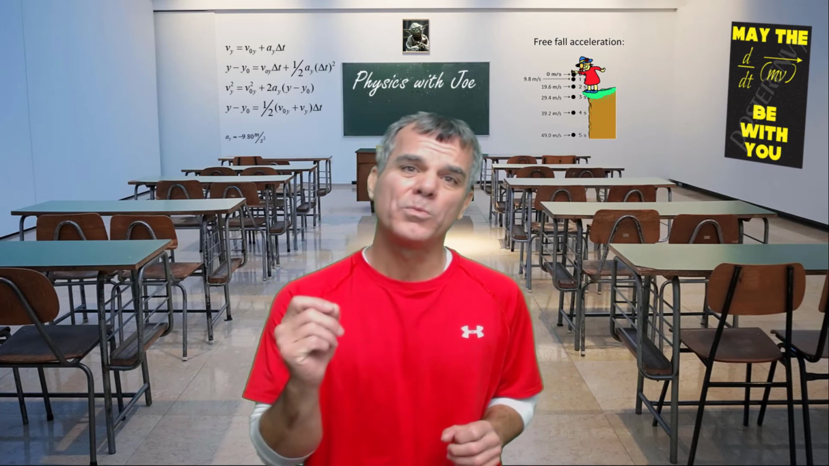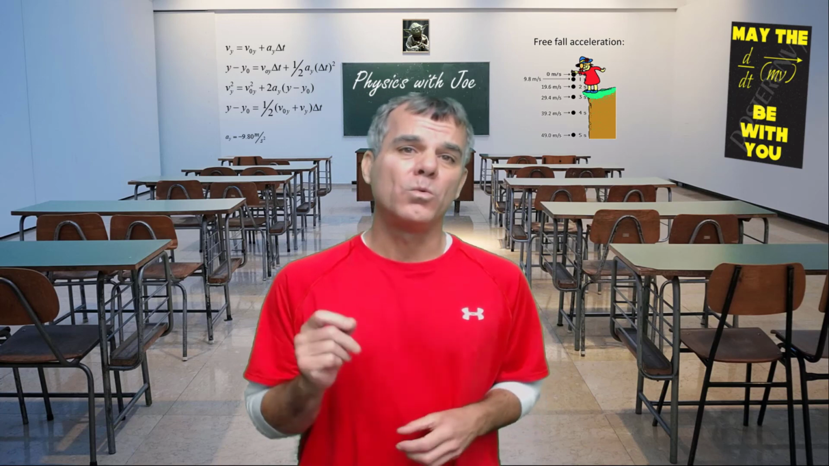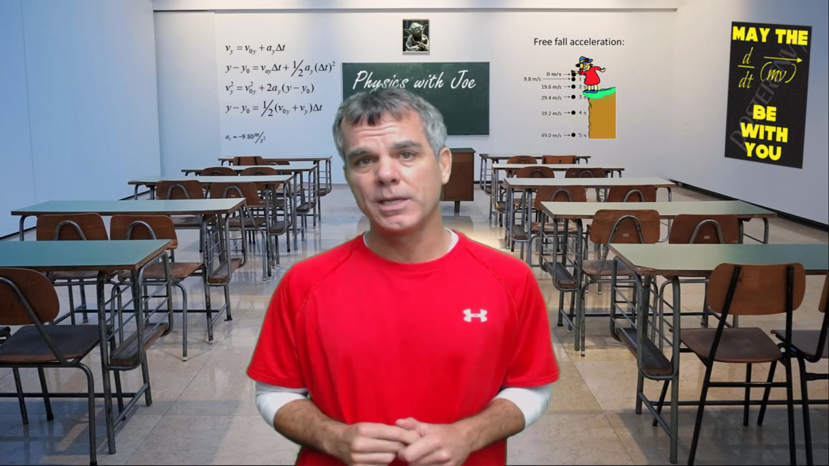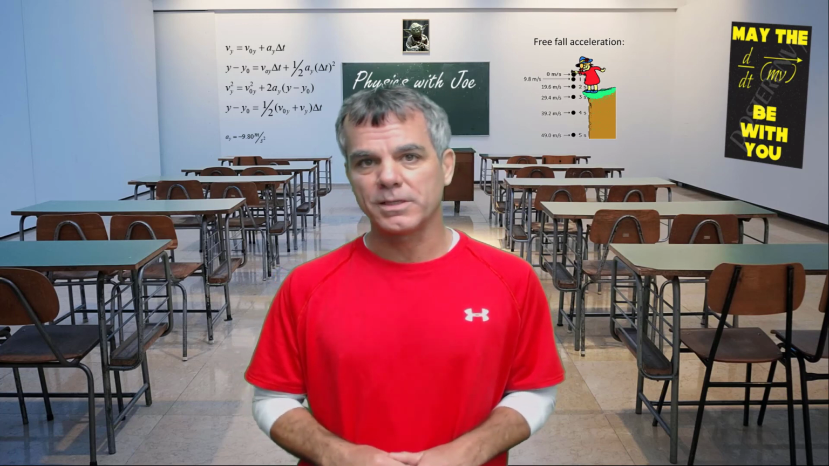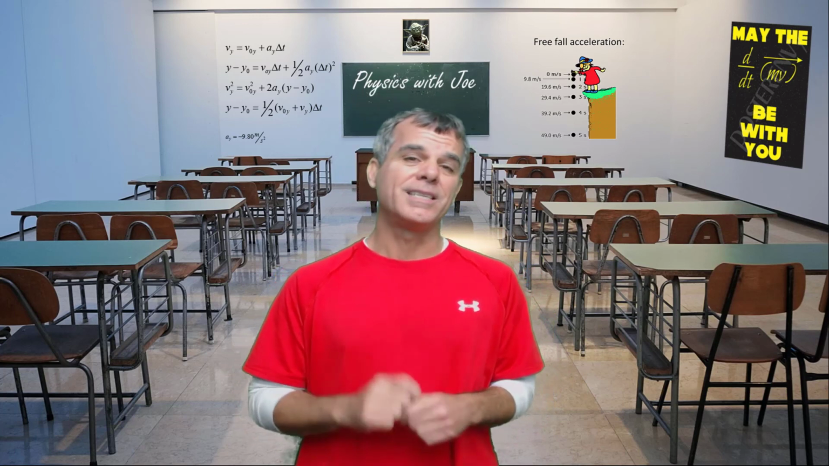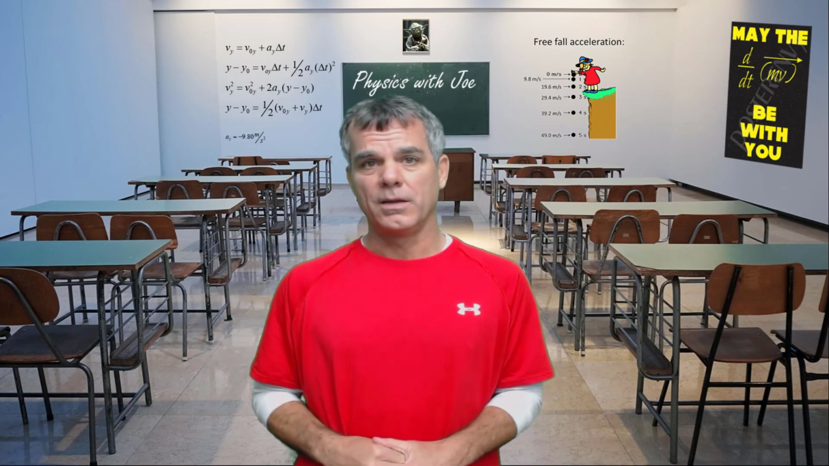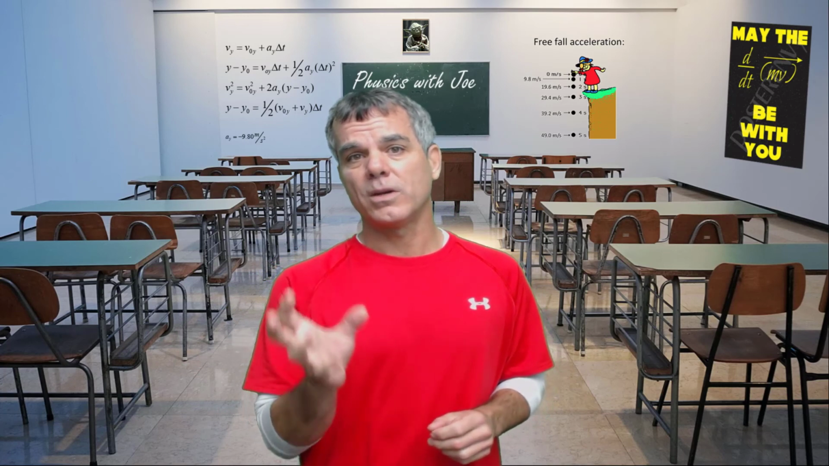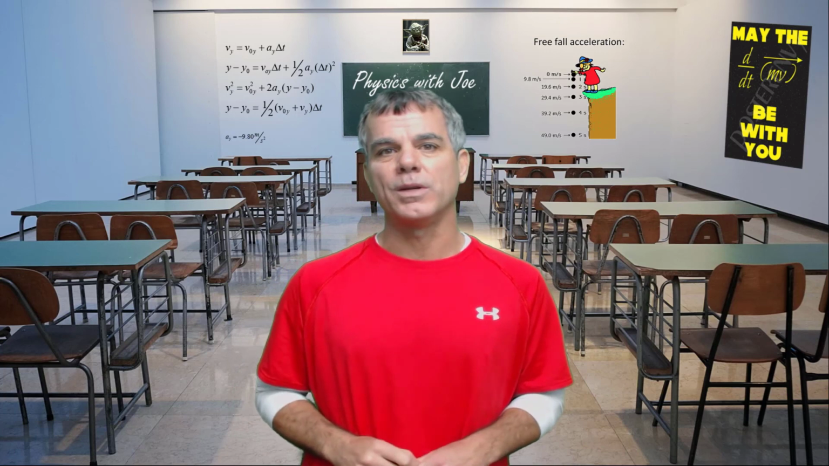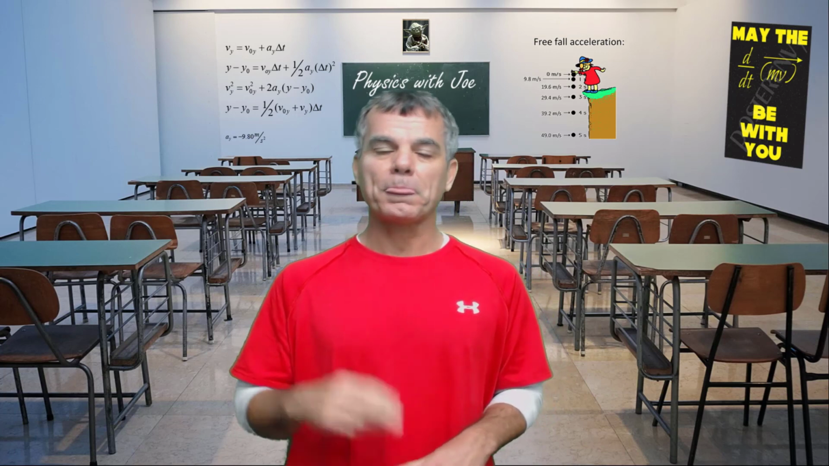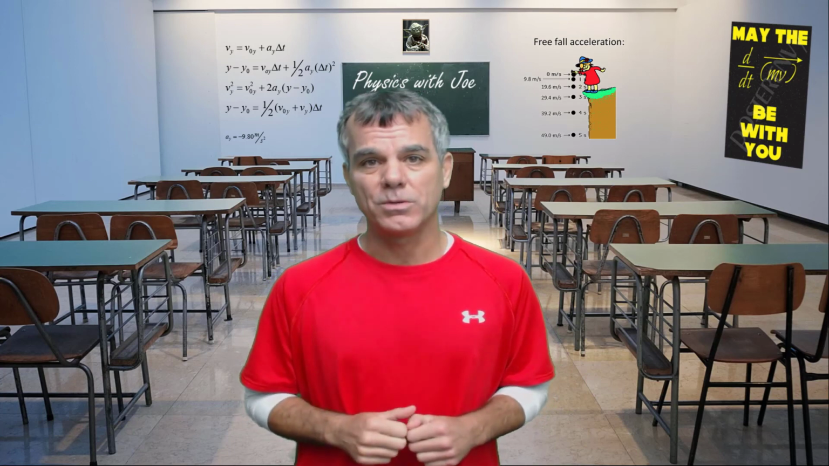Three takeaways I hope you got from this example problem. Takeaway number one: if we want to know when an object reaches its highest point, that happens when the velocity in the y direction is 0 meters per second for a split second, as the object is changing directions from going straight up to going straight down. Even though the velocity in the y direction is 0 meters per second, the acceleration is still negative 9.8 meters per second squared.